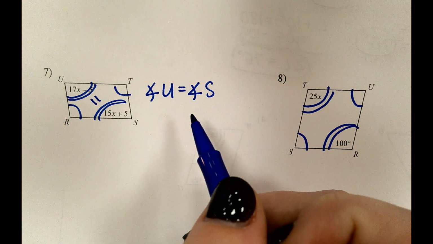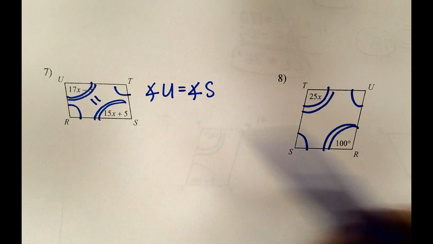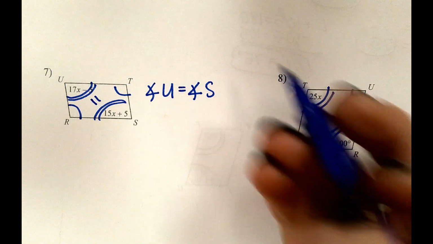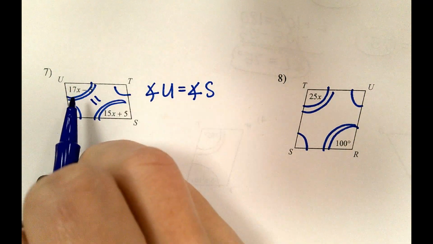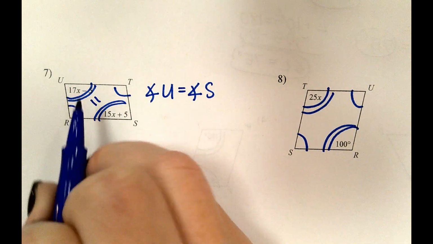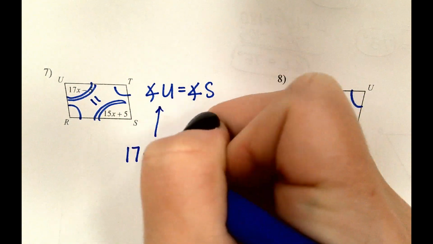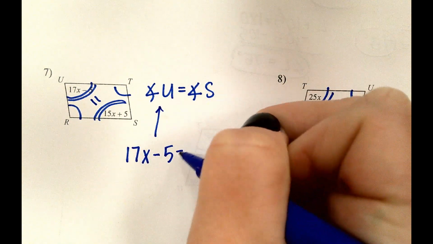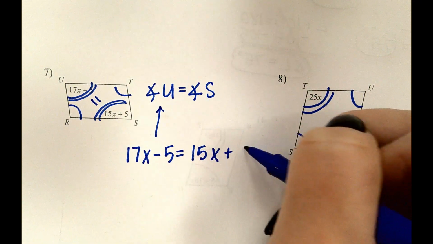Yes, Dustin. Well, you already read the equation, so what am I plugging in? Plug the numbers in. What's U? 17x minus 5. It equals 15x plus 5.